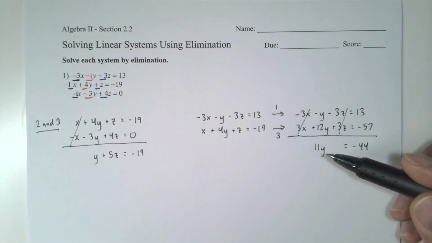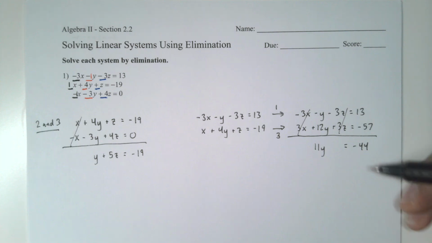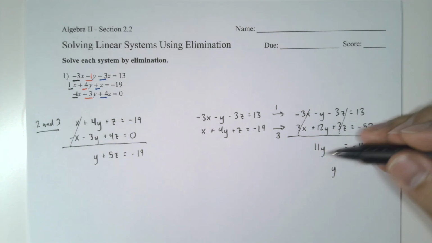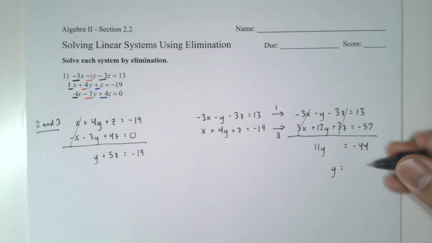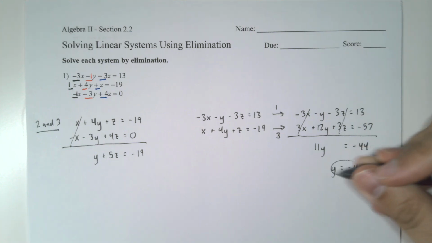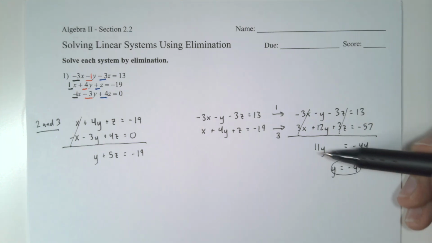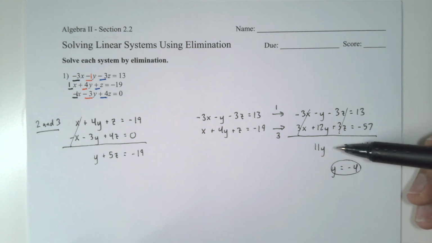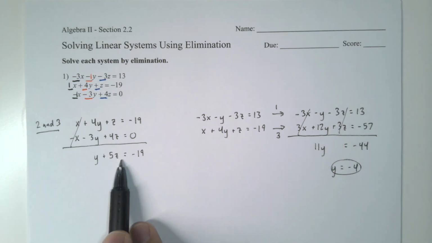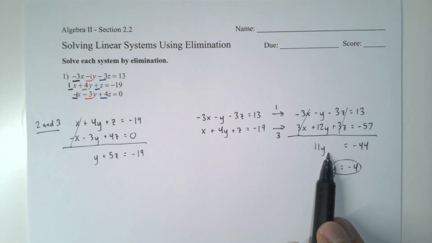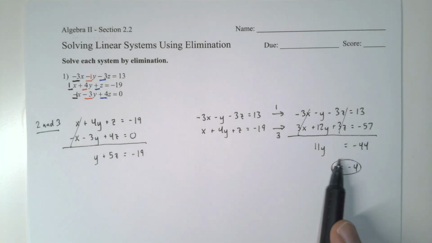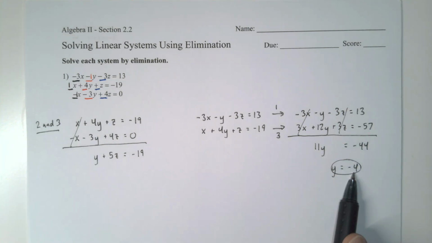So since we have 11y is equal to negative 44, we can go ahead and divide by 11, and we have y is equal to negative 4. So this is nice. Normally we would usually get an equation with, in this case, y and z, and then we would have to use this equation and whatever equation we got over here, and probably use elimination again to try to isolate a variable. But in this case, we just had a very nice elimination that y is equal to negative 4.